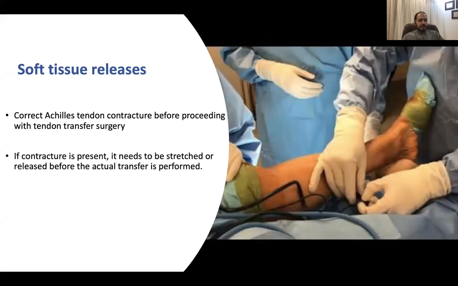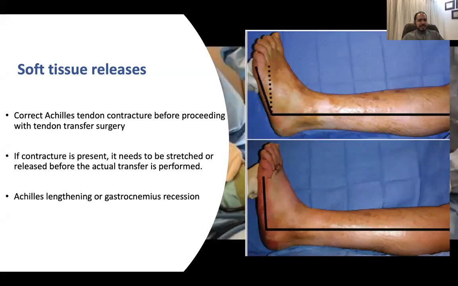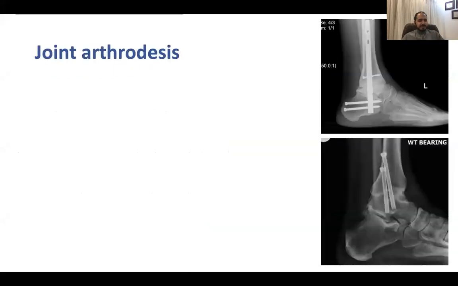If we're able to correct it with stretching with the physiotherapy protocol, then we'll do that. Otherwise, a tendon or muscle release will be done at the time of surgery. It's either an Achilles tendon lengthening or gastrocnemius recession, and it's mainly to correct the equinus contracture to a neutral position foot.